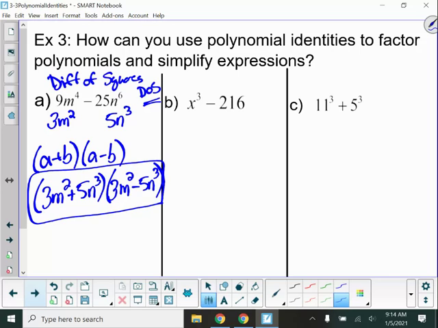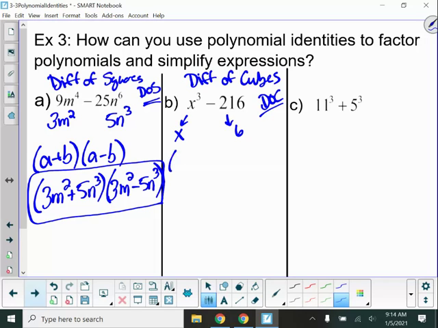216 is actually 6 cubed, so the cube root of that would be 6. Variables are perfect cubes if their exponents are divisible by 3. So x cubed, I can divide the 3 by 3, so this is a perfect cube. 2 perfect cubes being subtracted, so this is a difference of cubes, and I will refer to that as DOC. So the cube root here is x, the cube root here is 6.